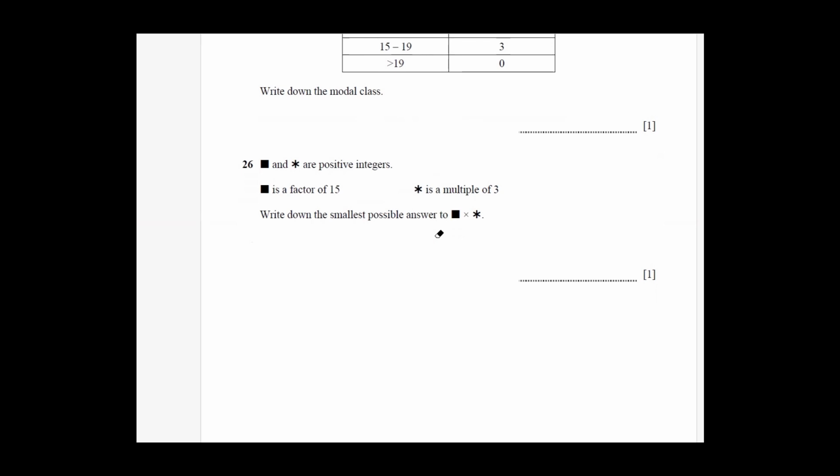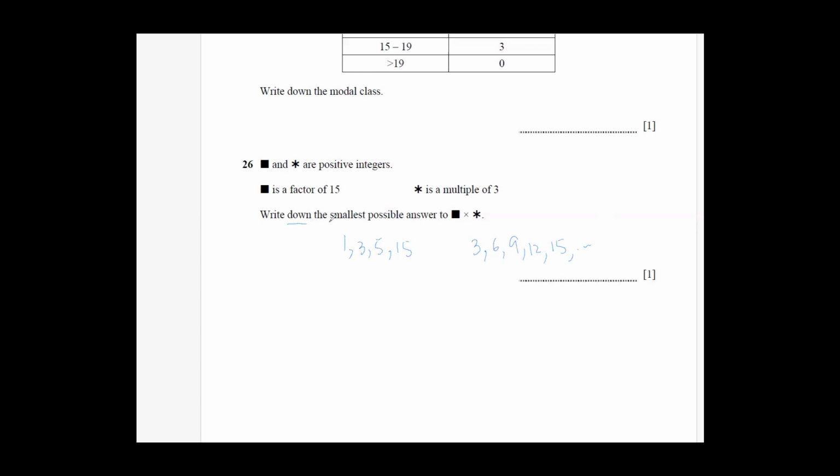Question 26 says that solid box and asterisk are positive integers. A solid box is a factor of 15. So the factors of 15 may be 1, 3, 5, and 15. And asterisk is a multiple of 3. The multiples of 3 start from 3, then 6, 9, 12, 15, and so on.